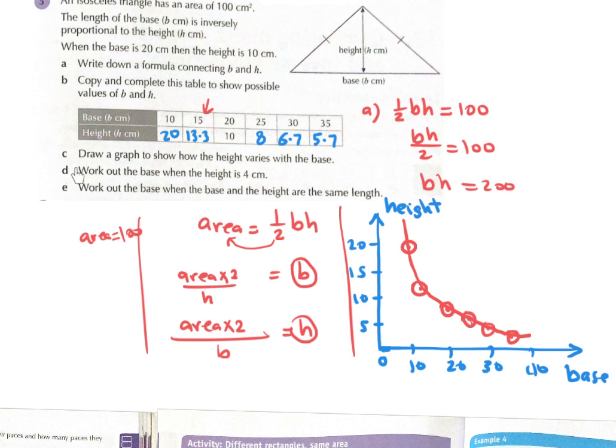Listen, for D, work out the base when the height is 4. The area is 100, so the base is area times 2, which is 100 times 2, then divide by the height, which is 4. 100 times 2 is 200, 200 divided by 4 equals 50. So 50 centimeters.